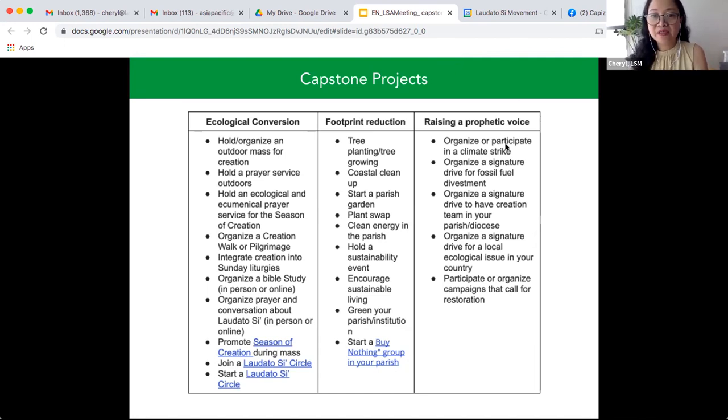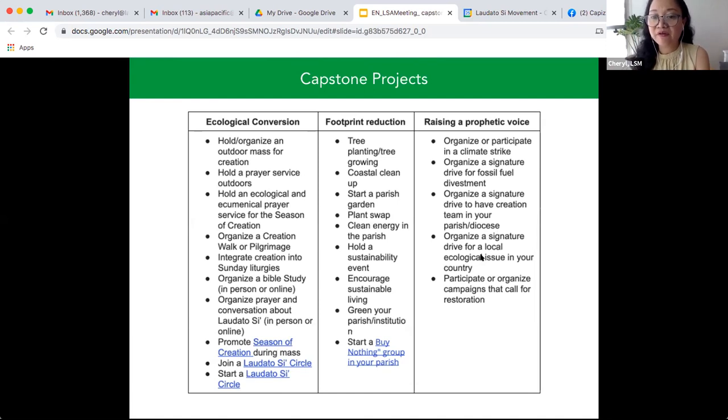Raising a prophetic voice means that we are raising the voice of Catholics on some issues, like organizing a climate strike. A climate strike is now also being done digitally, but this is mostly done by the youth, who are very good at this. So this is their thing. Organize a signature drive for fossil fuel divestment, or to encourage your archdiocese or diocese to divest their assets or investments from fossil fuel companies.